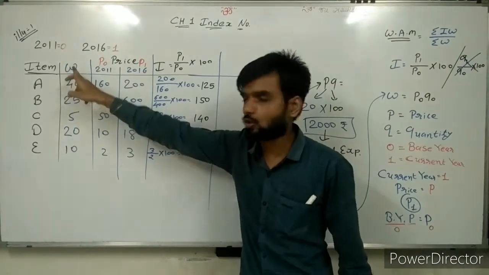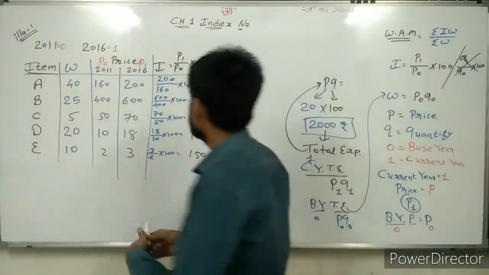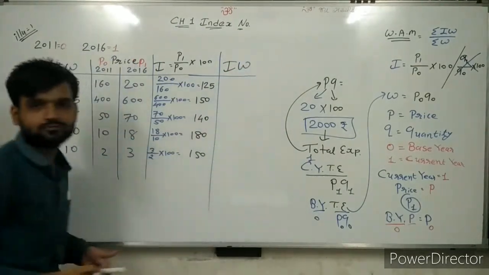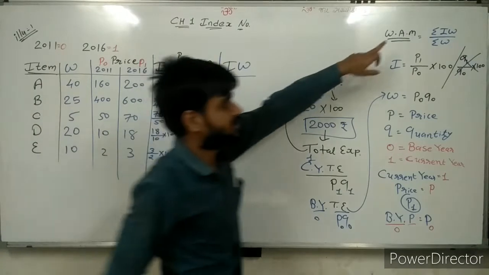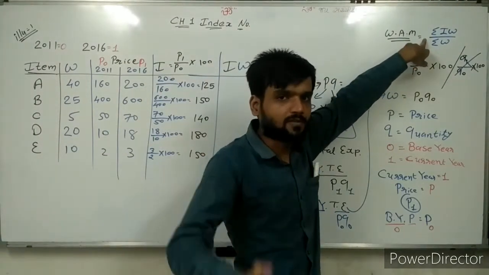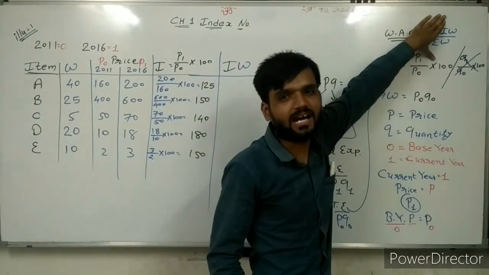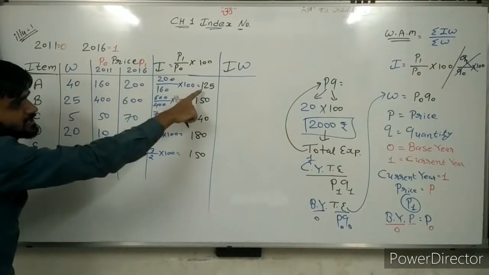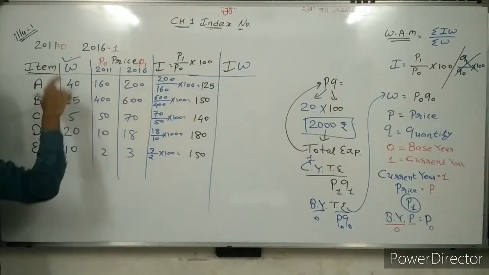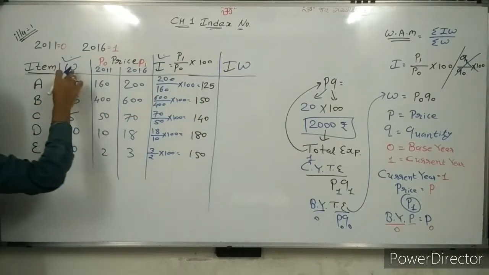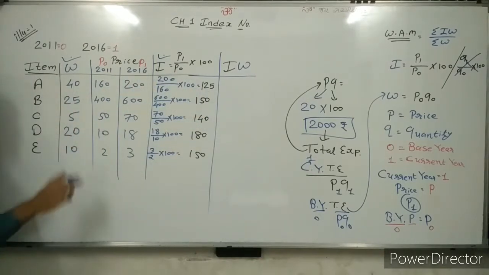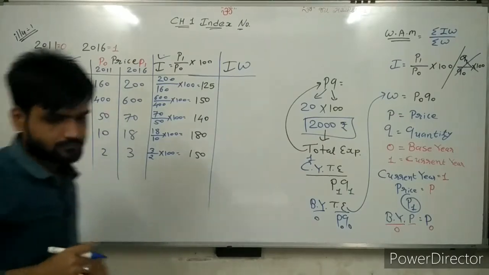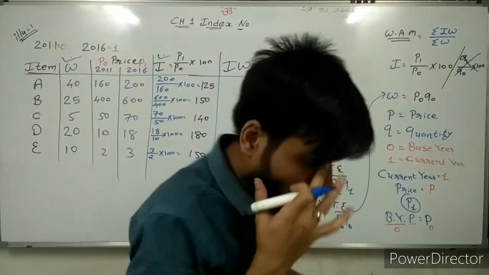We have value of W also. So I can now multiply very easily. I into W. Because what do I need? Sigma IW. So first we have to multiply IW. What is the value of I? I is 125, W is 40. I into W, so 125 into 40. We are getting answer 5000.